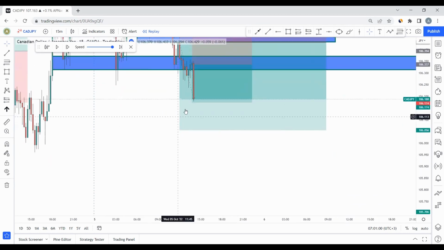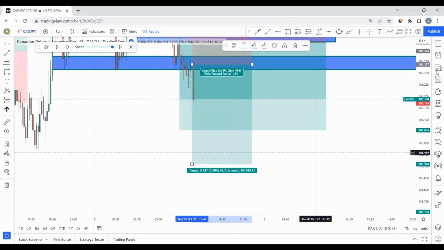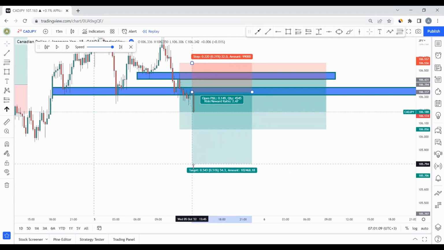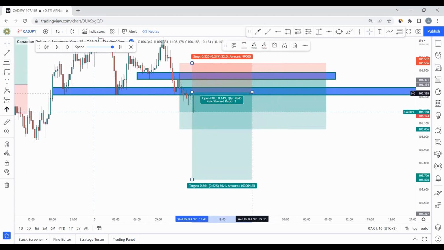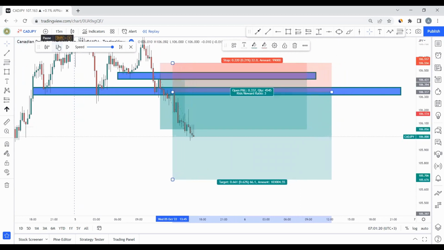And we're still looking for a 1, 2, 3. Just going to put the 1, 2, 3 here. This is a 1, 2, 3. So we are going to play and see if we hit stop loss or we hit take profit.